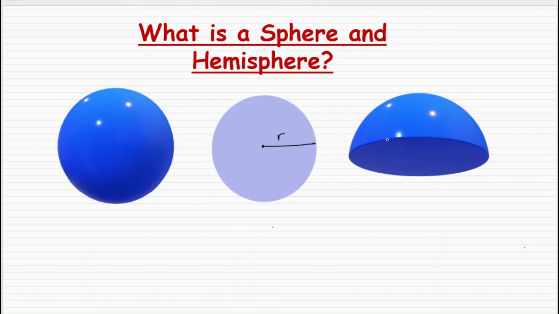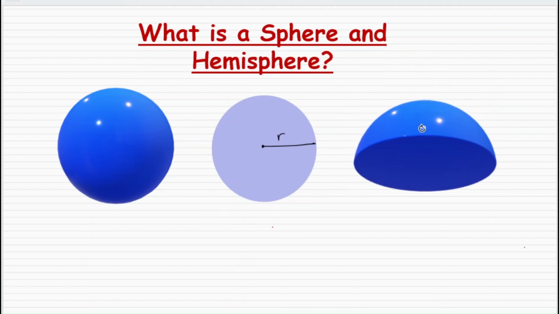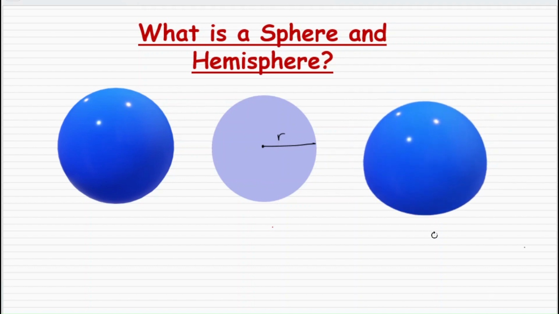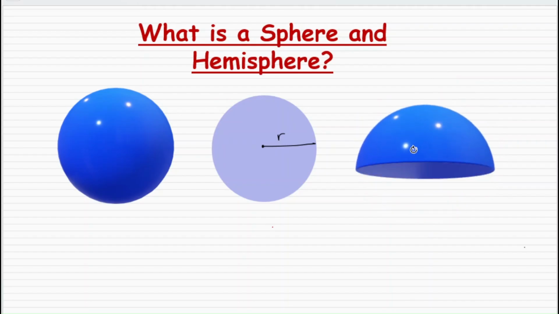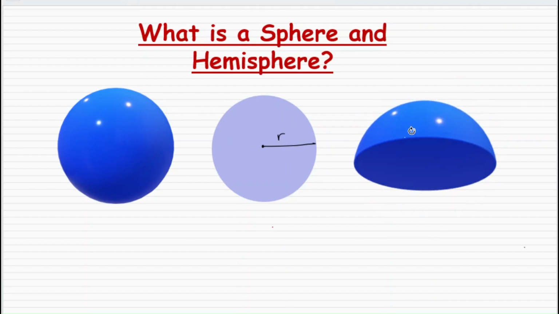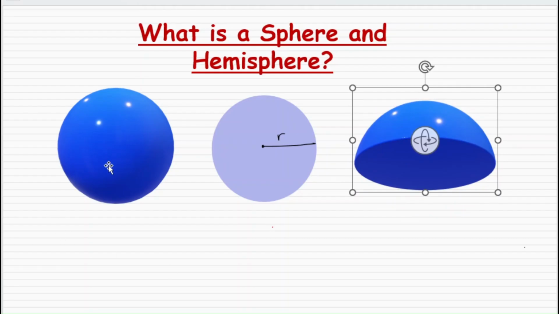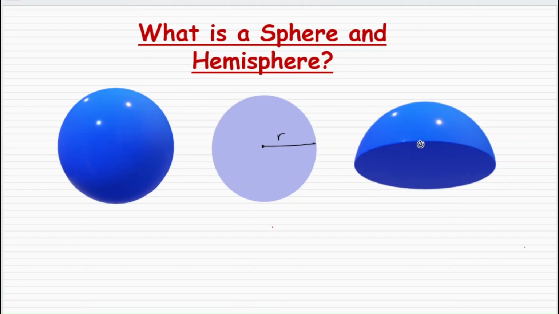Okay, now what is a hemisphere? Hemisphere, as the word is telling you, hemi means half. So half of the sphere is called a hemisphere. So look here, if I show you the rotation, this is the curved surface, and when I'm rotating it, this is the plane surface. So you can imagine a watermelon which has been cut into two equal halves. So this is one of the half portions of the watermelon.